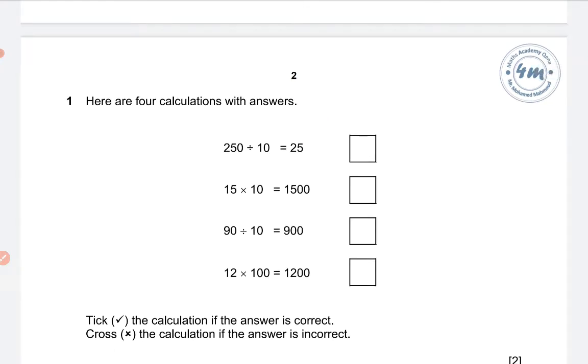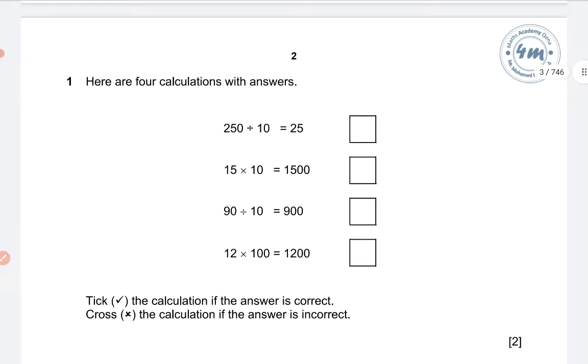Number 1, here are 4 calculations with answer. 250 divided by 10 equal 25. 15 times 10 equal 1,500. 90 divided by 10 equal 900. 12 times 100 equal 1,200. Tick the calculation if the answer is correct. Cross the calculation if the answer is incorrect.